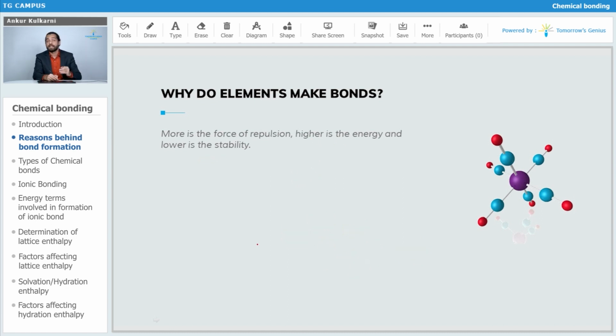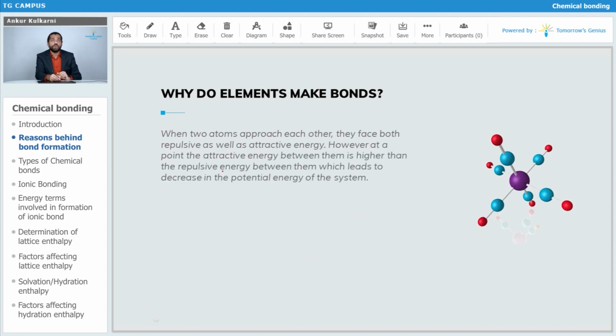Now let's move ahead. Similarly, when two atoms come close to each other, there is not only force of attraction, there is also force of repulsion. Always remember, atoms have a nucleus that is positively charged, but you also have electrons, correct? So obviously there will be force of repulsion also. If the force of repulsion is higher, more will be the energy. Why? Because atoms are trying to repel each other and hence they are not coming together to form a bond. So more is the force of repulsion, higher will be the energy and less will be the stability, correct?